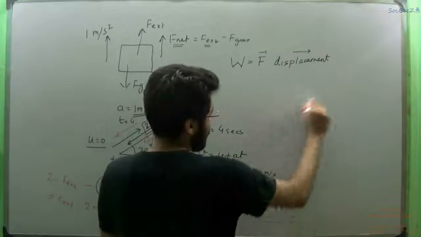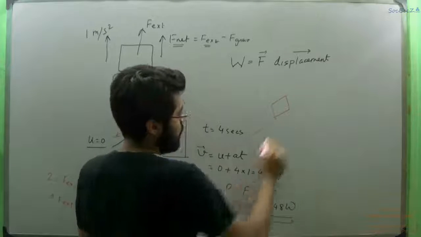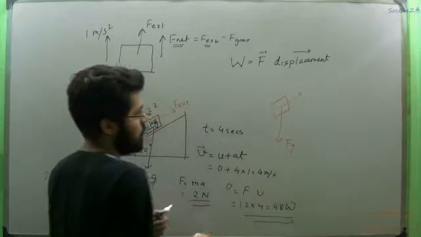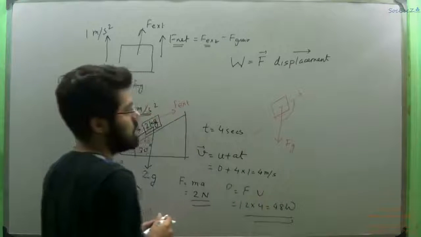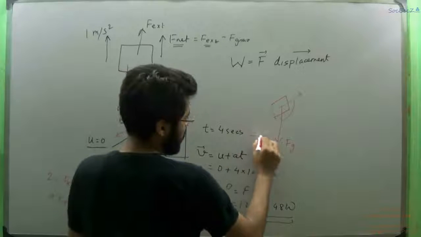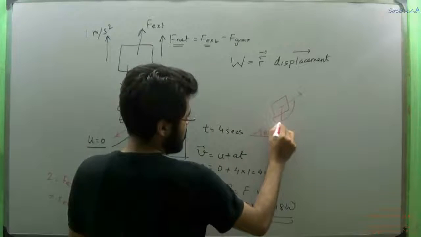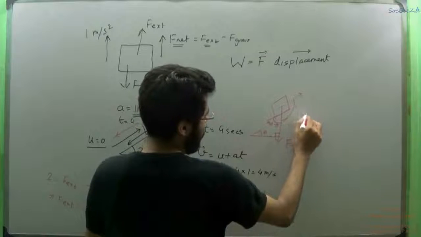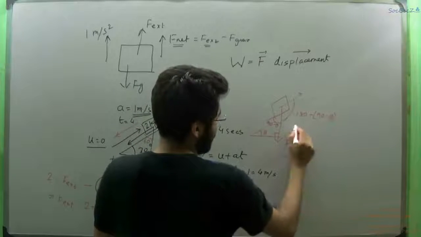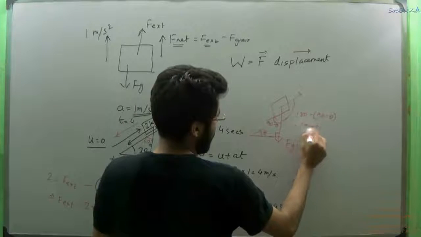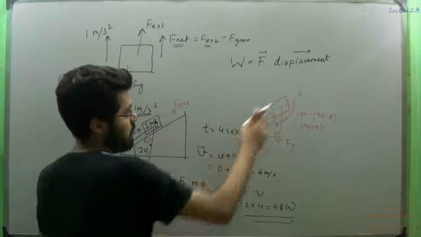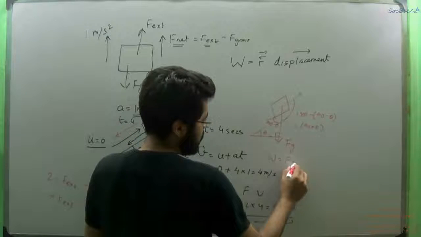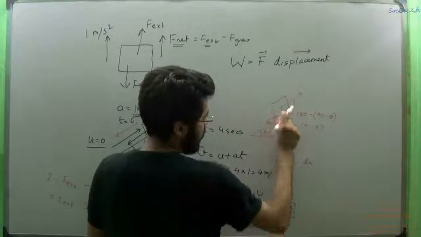I can show you the same thing in another picture. This is the block moving up. This is the force due to gravity. So what is the angle being made? This is the angle. So if this is theta, this is 90, this is 90 minus theta, so it is 180 minus 90 minus theta, that is 90 plus theta. So this is the direction of displacement, this is the direction of force. The work done is equal to F dot dr. It means Fg dr, and this angle is 90 plus theta.